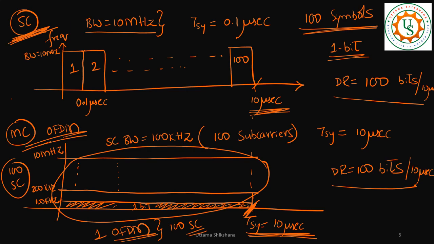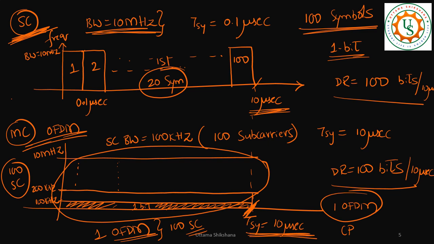But in case of a single carrier system, if you want to support this 10 megahertz, then what we had seen in earlier videos is that we have a huge intersymbol interference. I mean to say, up to 20 symbols are getting intersymbol interference, right? Whereas in this case, it is restricted to only one OFDM symbol. Even with the CP addition, which we saw in the previous video, we were able to completely eliminate the ISI, right?